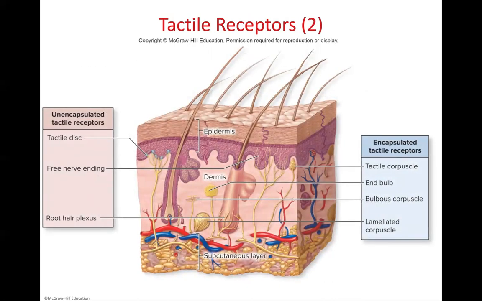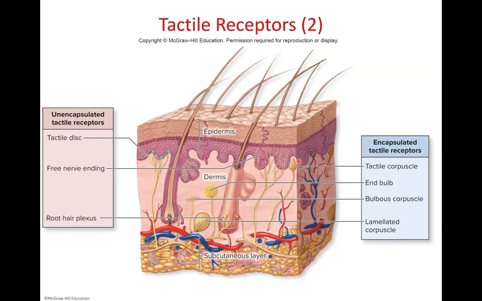So some that we already know about include some unencapsulated tactile receptors, so tactile discs, also known as Merkel's discs, free nerve endings. These are just dendrites that are going throughout the dermis and the epidermis here, and nerves that are wrapping around the base of a hair. That's a root hair plexus, and that allows you to detect when that hair is bent.